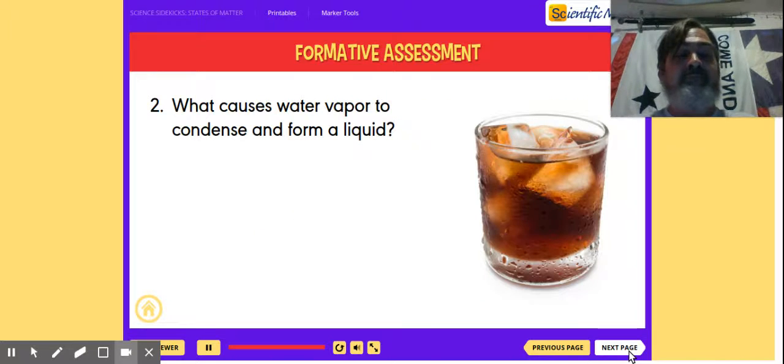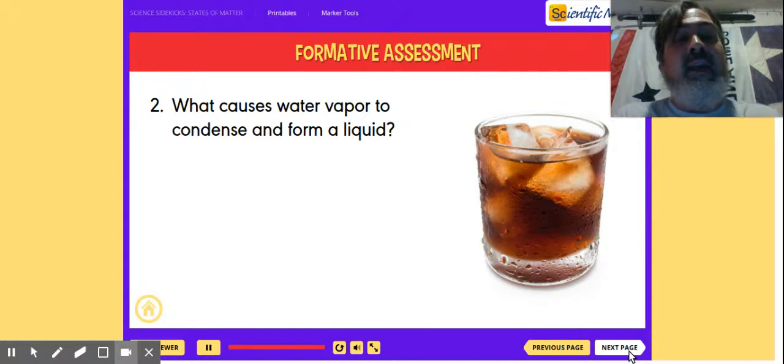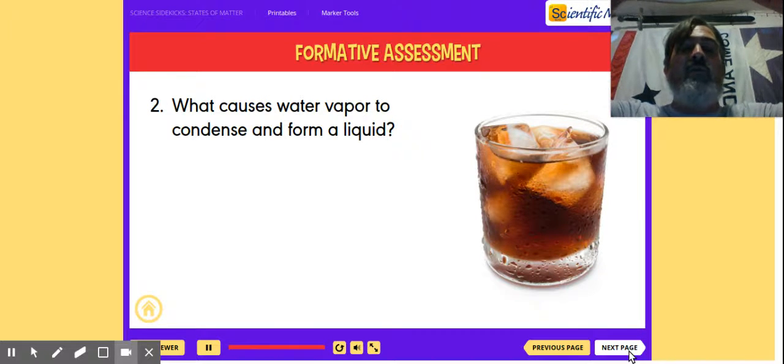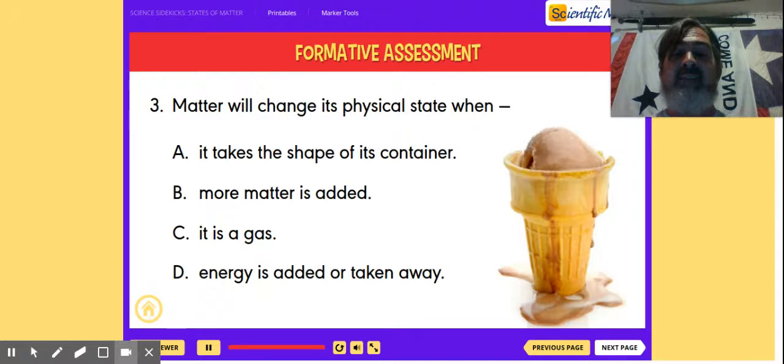It's a solid. Now, what causes water vapor to condense and form a liquid on the outside of a cool glass? Now, remember that the air around the glass is a little warmer. And when the air touches the glass, it cools down. The water vapor in the air cools down and it turns back into a liquid. And that's why you see the little droplets on the side.